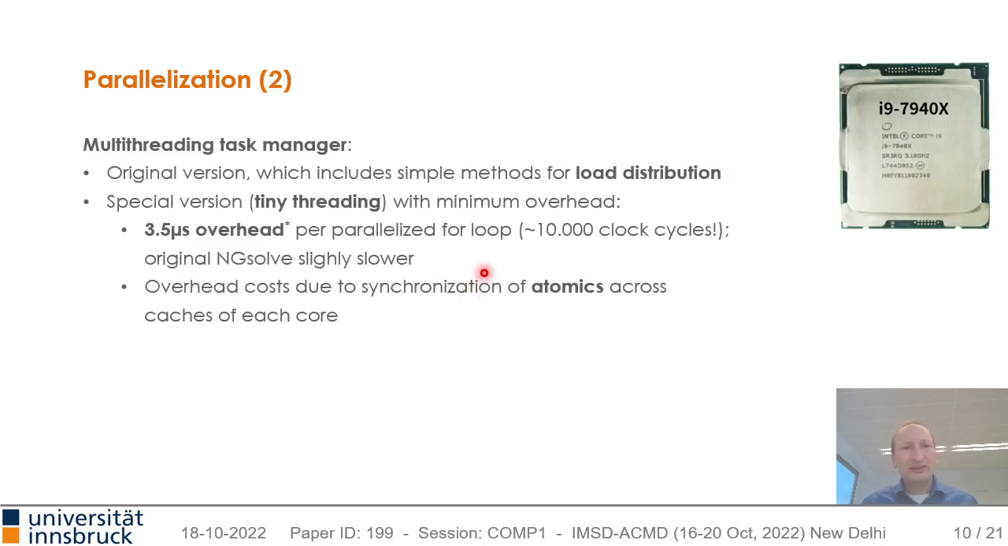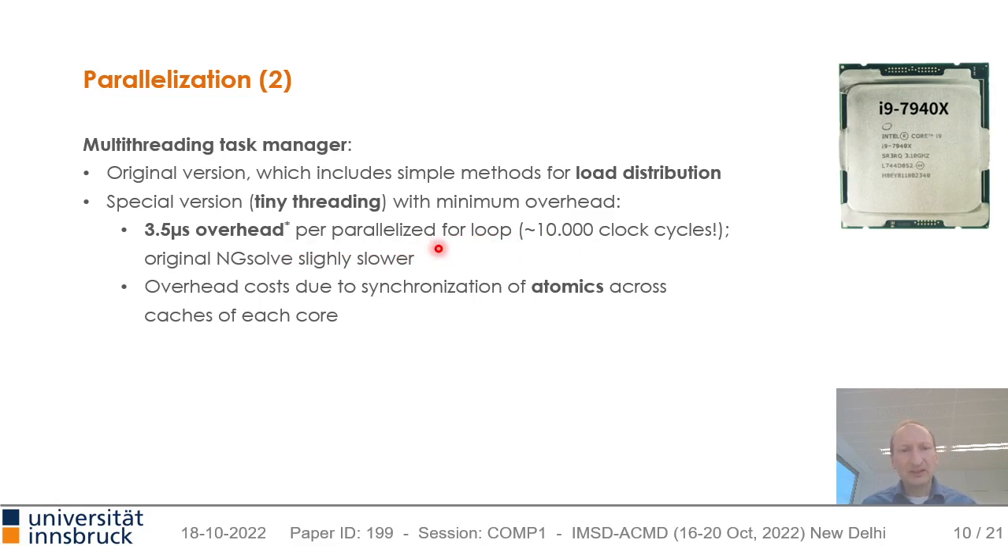Now we evaluate our parallelization with examples, and for that we use two different versions of this task manager. The original one with load distribution, as developed in NGSolve by Joachim Schöberl. And then there's a specialized version, we call it tiny threading, with less overhead. It then has only 3.5 microseconds overhead per loop, which is still 1000 clock cycles of the CPU.